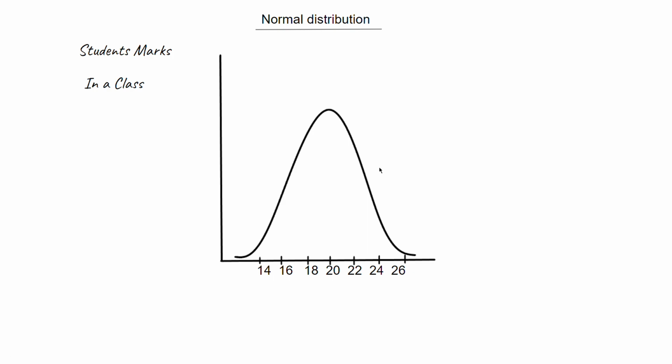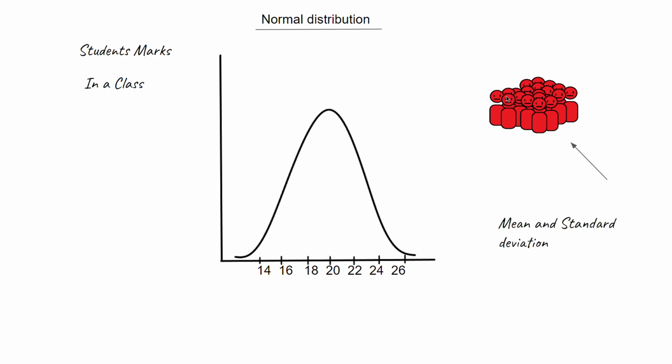So what did I do to get this data? There are 30 students in a class, let's say, and I asked each of them what their results were. I calculated the mean and standard deviation, and I plotted the graph. So in this situation, the population is this whole class. It's not a sample. This whole class is the population, and I have the whole population here.